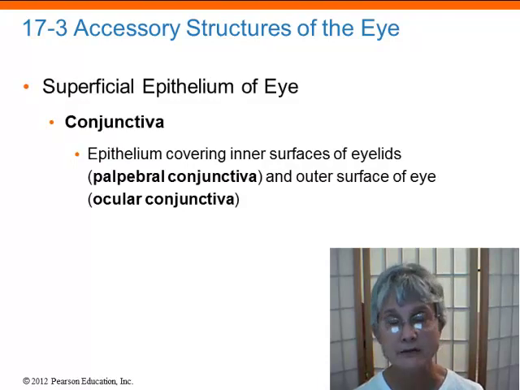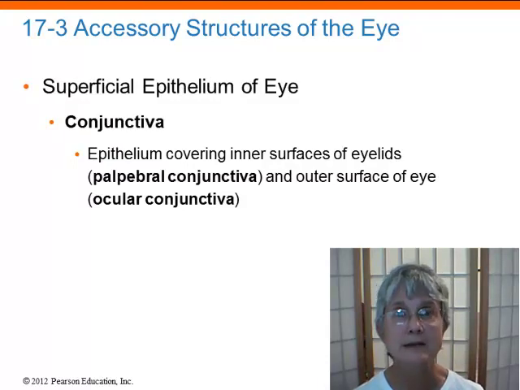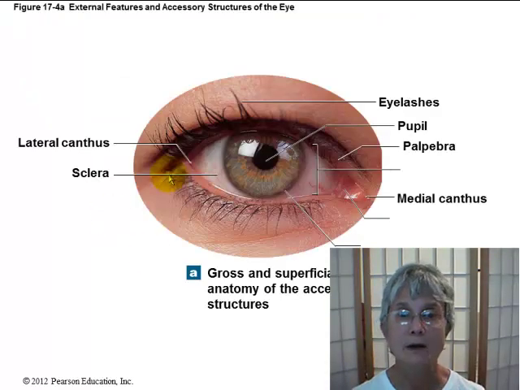The conjunctiva has two layers. One layer lines the eyelids, and the other layer, the ocular layer, covers the surface of the eye. It's a very thin epithelial layer continuous with the skin. Here we can see in a view of the eye the lateral canthus and the medial canthus.